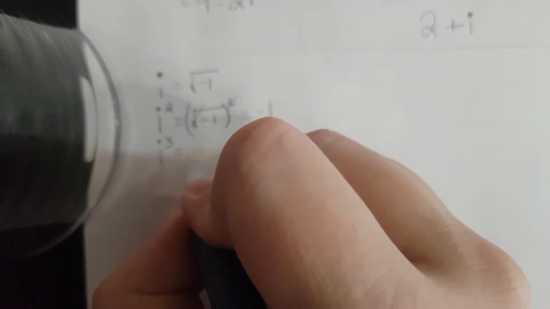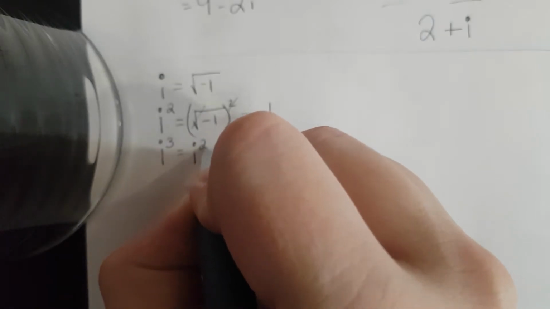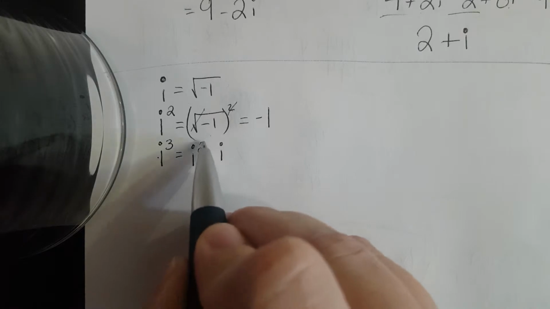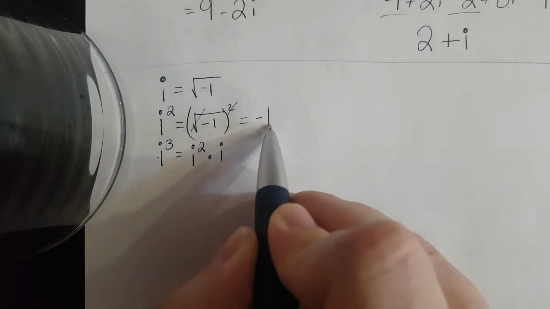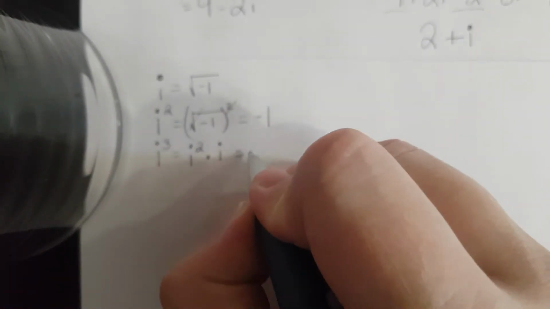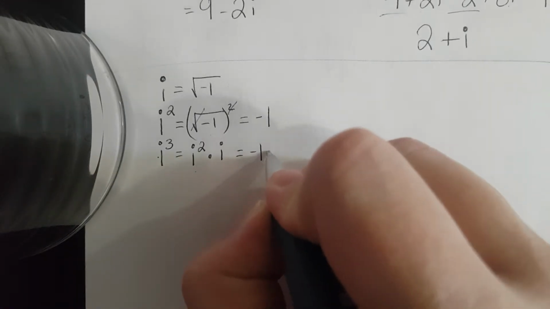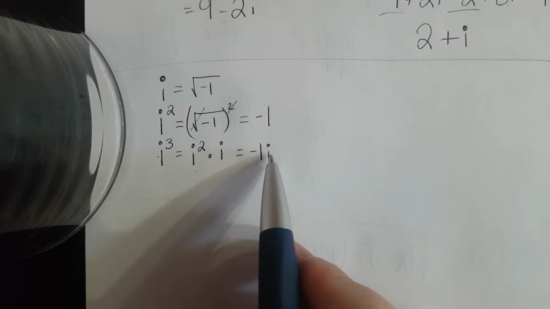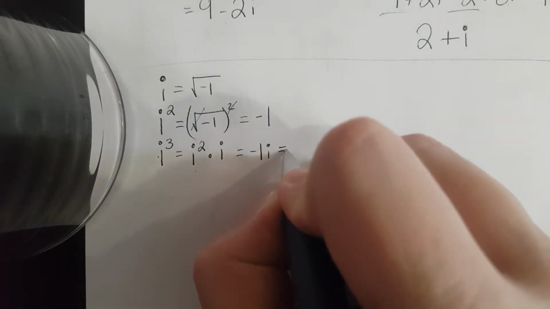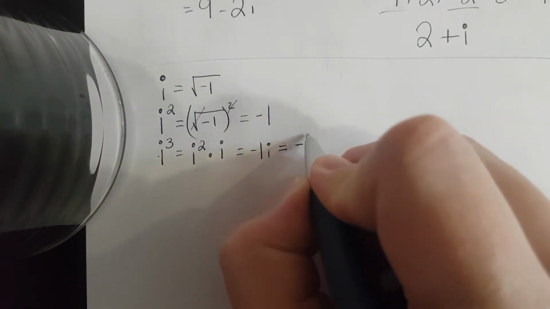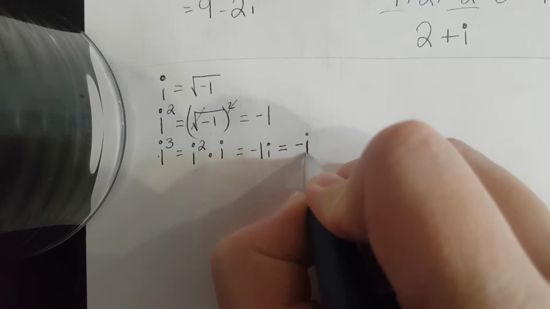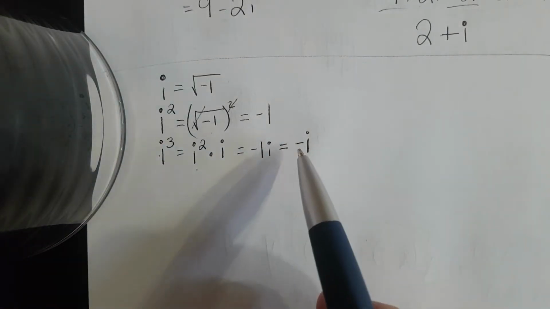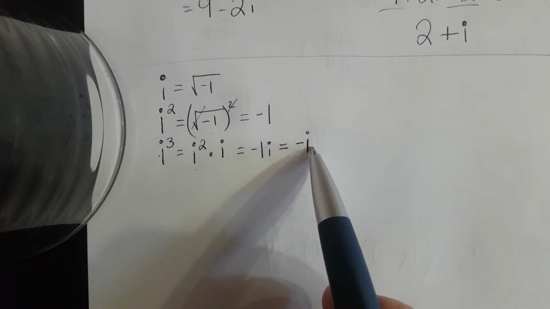Well, i cubed is the same as i squared times i. A minute ago, we just discovered that i squared is the same as -1. So I've got -1 times i. Well, in this particular case, I don't want to write the 1. I don't need to write it, so I'll just say it's -i. So, here's what you need to know. i to the third is the same as -i.